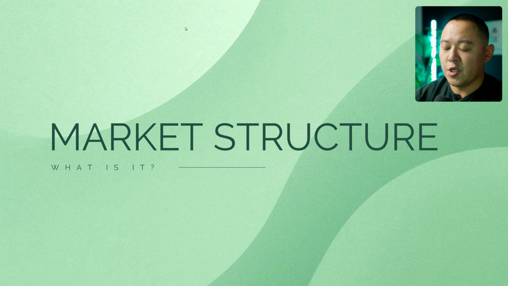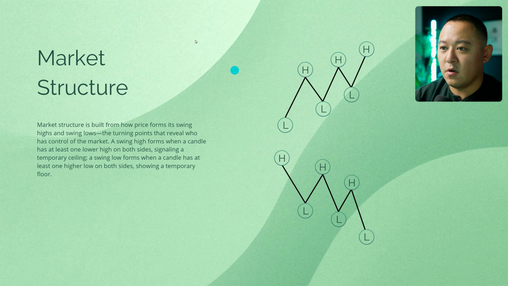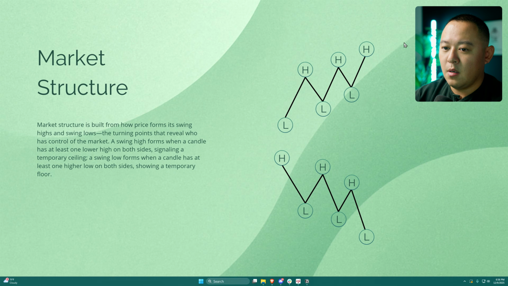First, let's talk about market structure. Now, everything else in ICT revolves around this, and it's the foundation of everything. So first of all, what is market structure? Market structure is built from how price forms its swing highs and swing lows, the turning points that reveal who has control of the market.